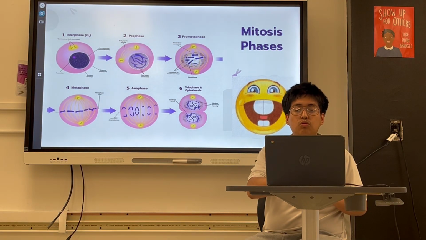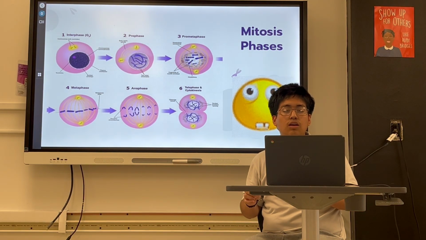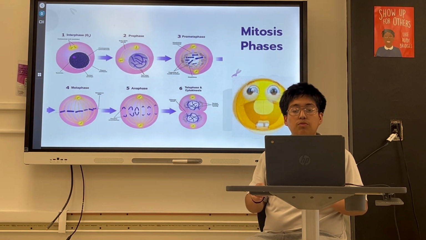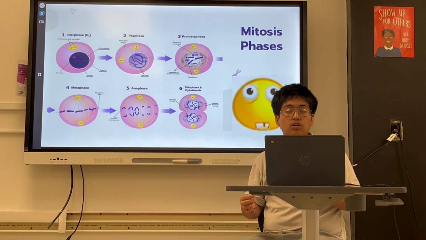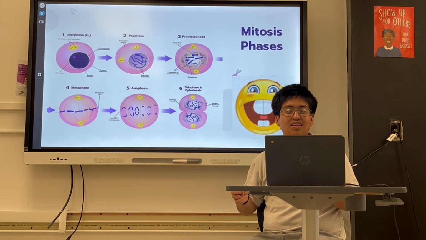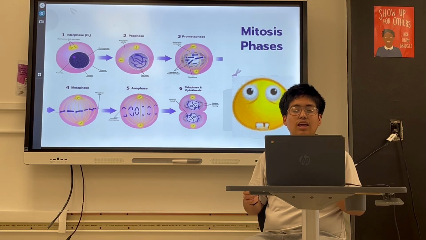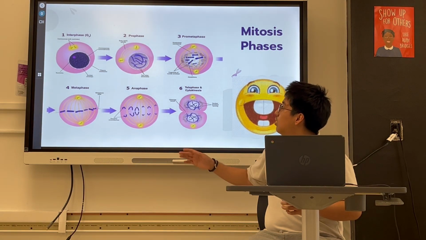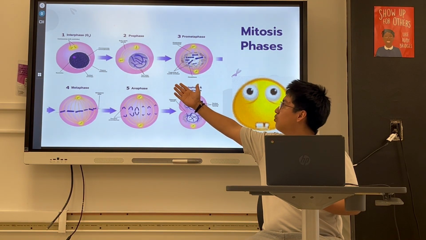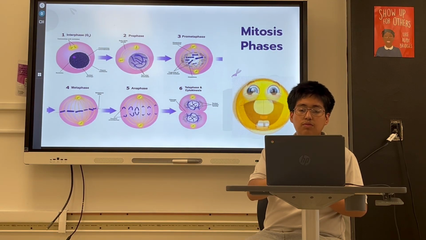Centrosomes then move towards opposite poles of the cell and begin organizing into spindle fibers made out of microtubules. These spindle fibers are essential parts in the later stages of mitosis, since they then attach to chromosomes and guide their movements. You can see how it works right there in the prophase. And we move on to prometaphase.